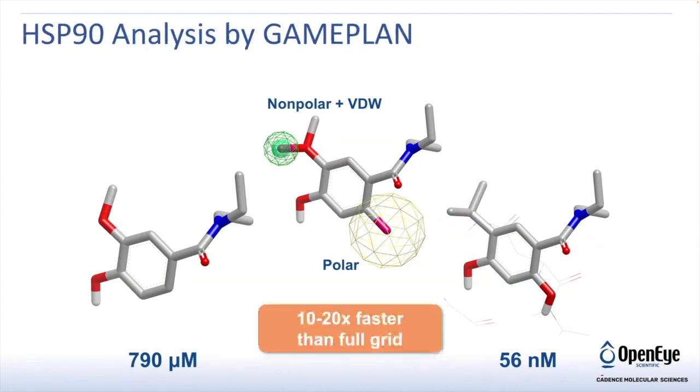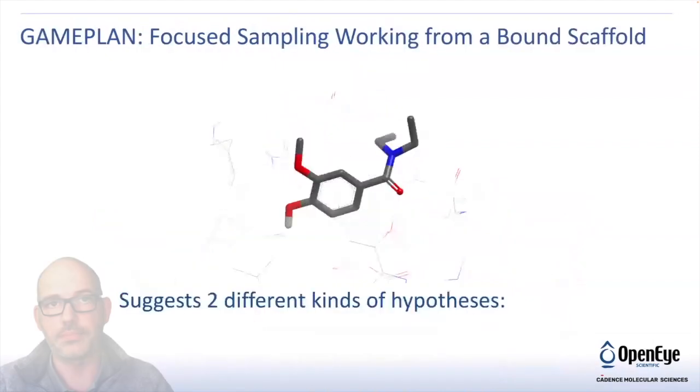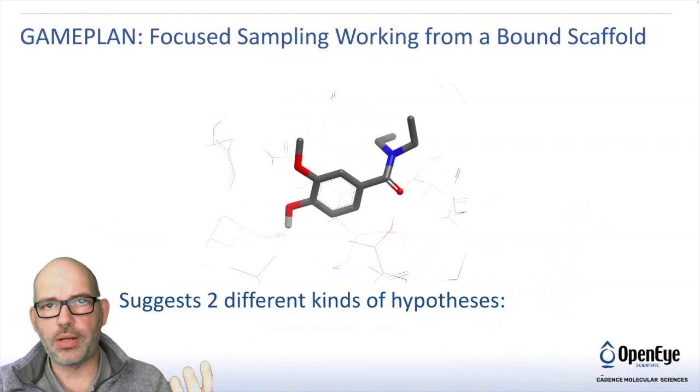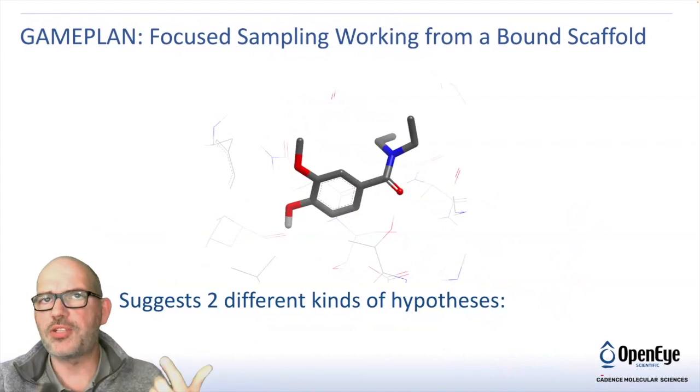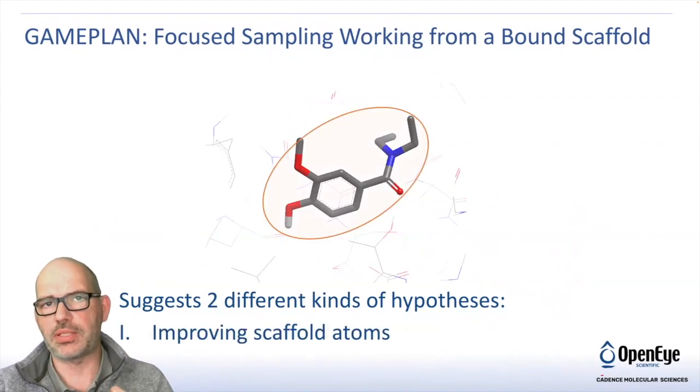And this calculation here, as we are only looking at fewer points, is 10, 20 times faster than the full grid, where we look everywhere on the active site. With this hypothesis calculation, we're focusing ourselves a lot on just this one part of the active site. So useful, I'd say, especially when you think about GamePlan on how does it work. It actually generates 2 different kinds of hypotheses.